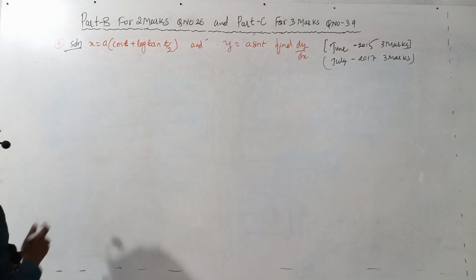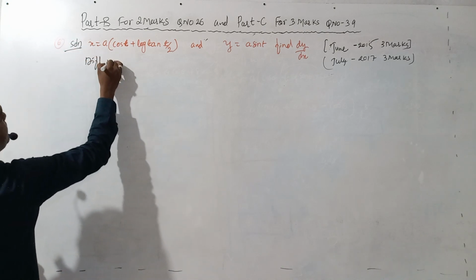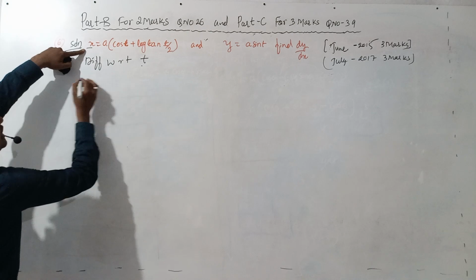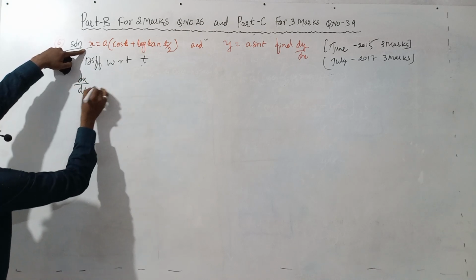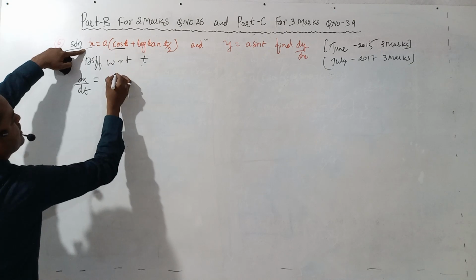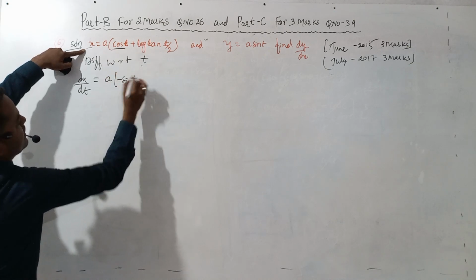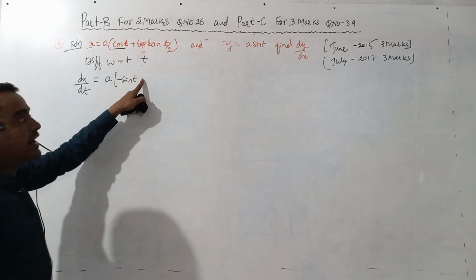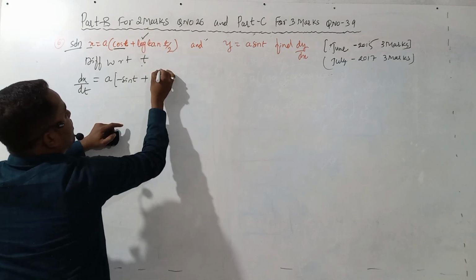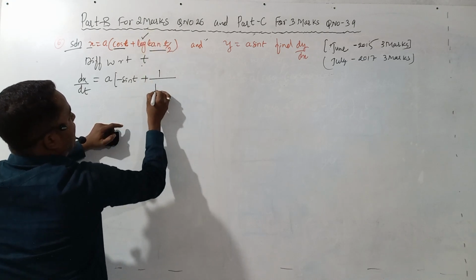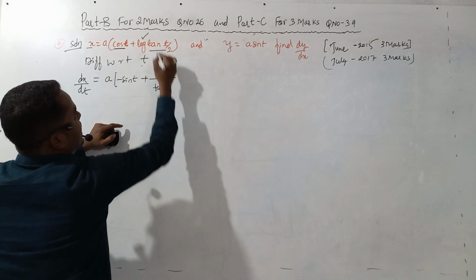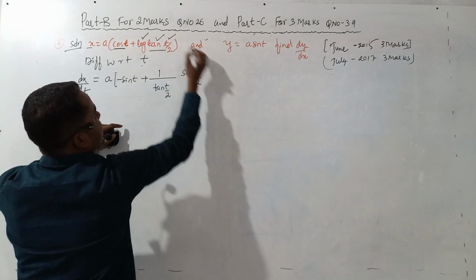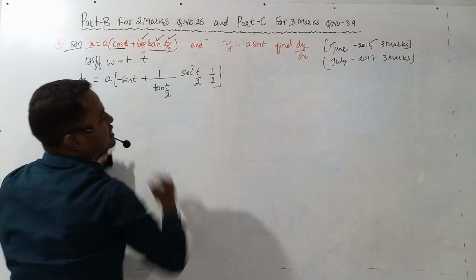Solution. See here, differentiate with respect to t. Derivative of x with respect to t is nothing but dx by dt. This a as it is, derivative of cos is minus sin t. Derivative of t is 1, that we are not writing. Plus derivative of log is 1 by x. Instead of x, what is here? Tan t by 2. Derivative of tan is sec square t by 2. Derivative of t by 2 is 1 by 2, the 2 as it is because it is a constant.